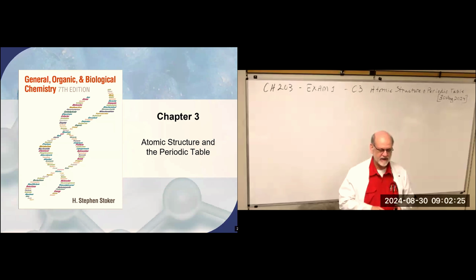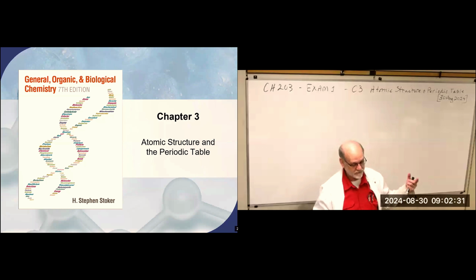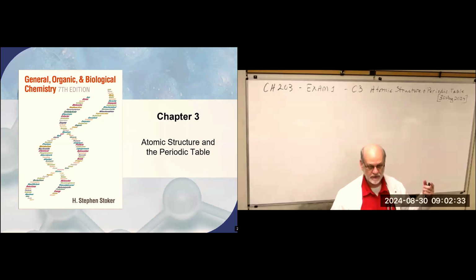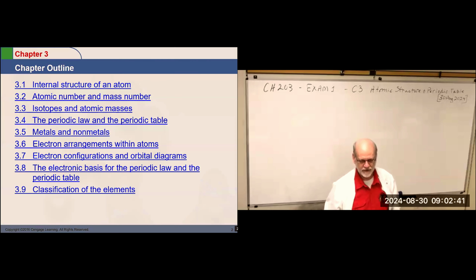Atomic structure and the periodic table are in the same chapter because the way the periodic table is organized, you can deduce much of atomic structure for each of the elements from the table. And we'll eventually get there.